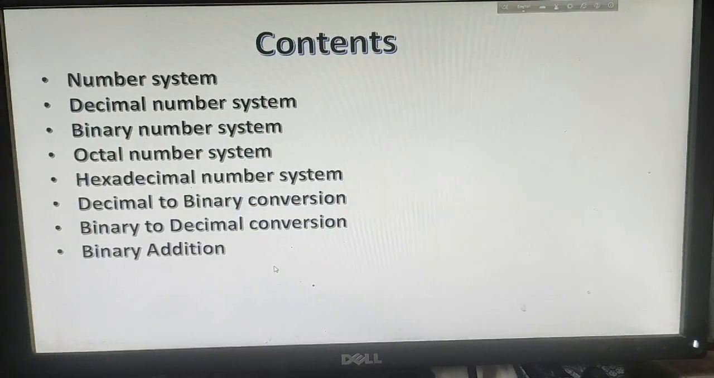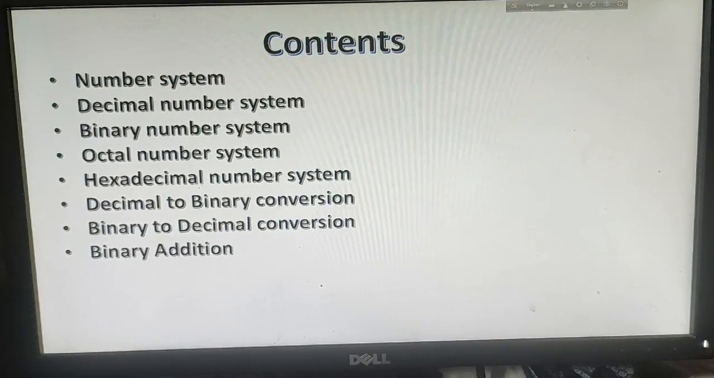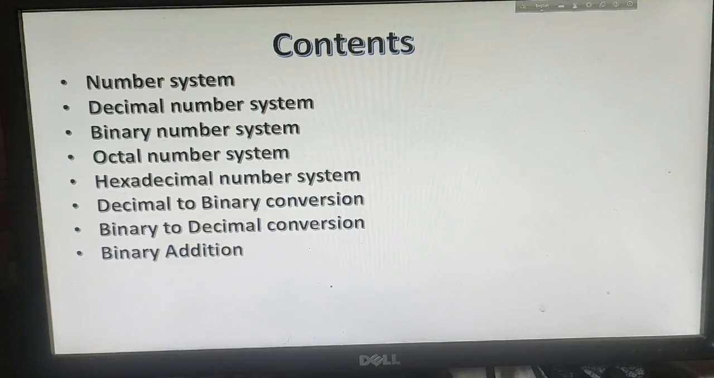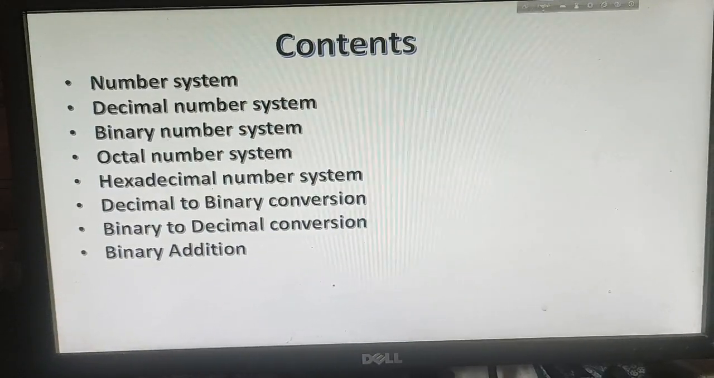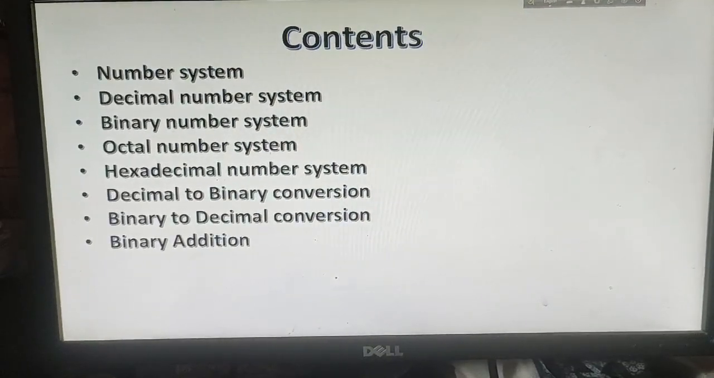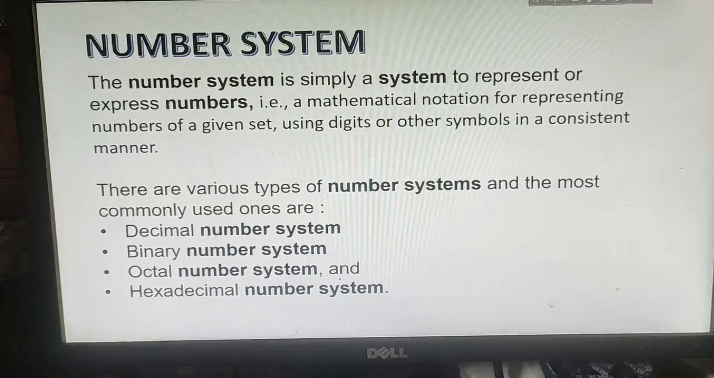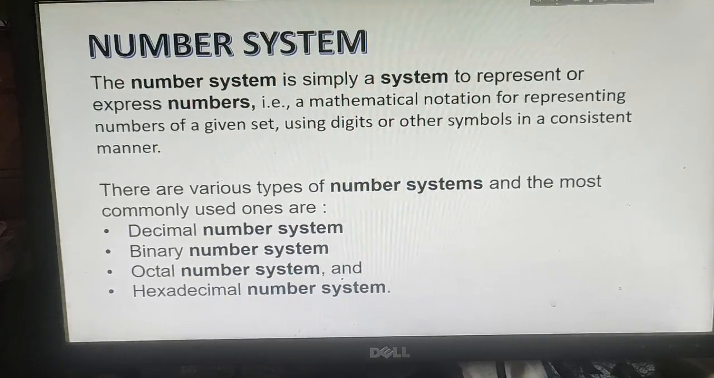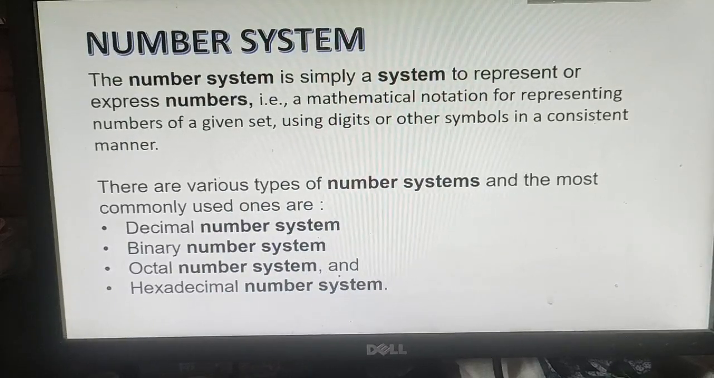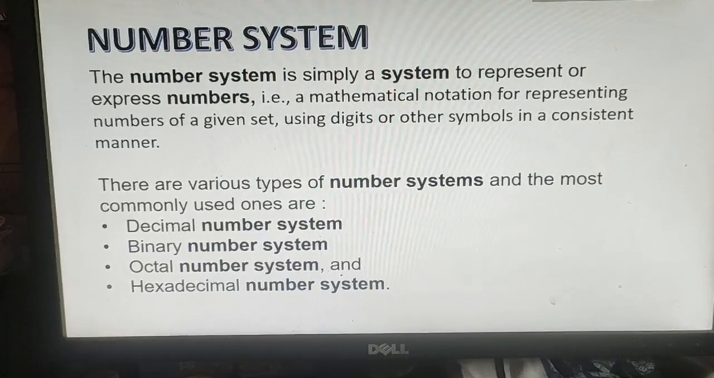Let's see what the topics are that we are going to study. Number system, decimal number system, binary number system, octal number system, hexadecimal number system, decimal to binary conversion, binary to decimal conversion, and binary addition. So basically, what is the number system? The number system is simply a system to represent or express numbers, that is, a mathematical notation for representing numbers of a given set using digits or other symbols in a consistent manner.